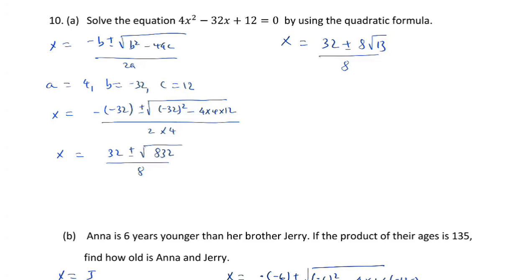Let us keep simplifying this. We are going to have x equals 4 plus or minus root 13. Therefore x equals 4 plus root 13, or x equals 4 minus root 13. And those are our answers.